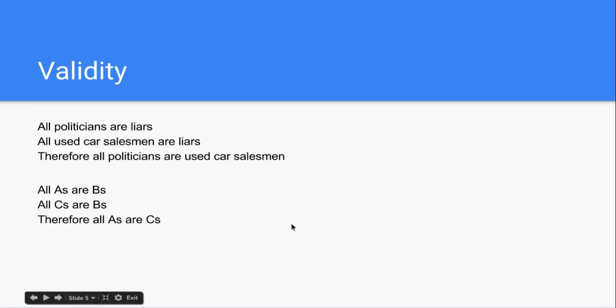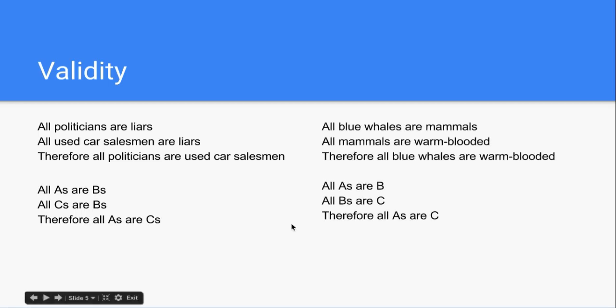Now compare this to a valid form of argument. All blue whales are mammals, all mammals are warm-blooded, therefore all blue whales are warm-blooded. The form of that argument, all A's are B's, all B's are C's, therefore all A's are C's, should be pretty clearly different to the form of the argument you can see on the left-hand side. So here we have an argument clearly that takes an invalid form.